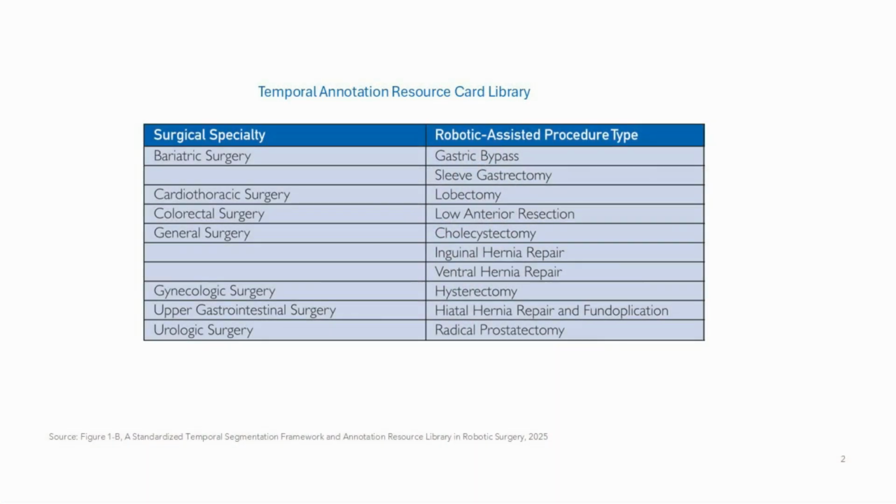What makes this flexible and scalable and ultimately impactful for the field is that we've applied this hierarchical framework in real clinical cases across procedure types to create the first annotation resource card library, essentially surgical playbooks, for 10 high-volume robotic procedure types. As an example, here's a portion of the annotation guide for robotic-assisted cholecystectomy.